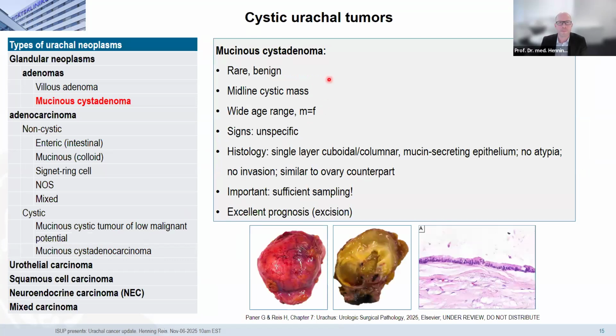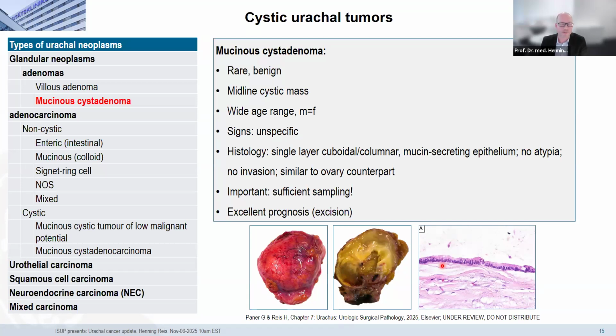The first one is the mucinous cystadenoma, which is also rare. Usually it is also located in the midline as a cystic mass. There's a wide age range, and the signs are unspecific. And if you look at histology, it's lined by a single layer, sometimes a little bit tufted, of a mucinous epithelium without any atypia. So it's very similar to what you can see in the ovary, these mucinous cystic tumors in the ovary. The important thing in these tumors also is sufficient sampling to exclude dysplasia or even a carcinoma.